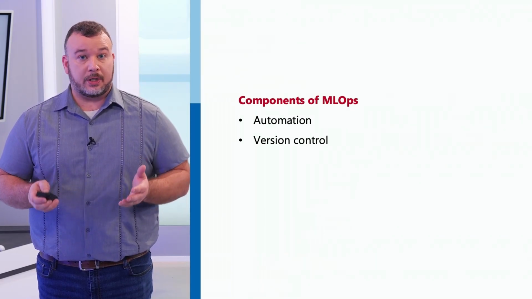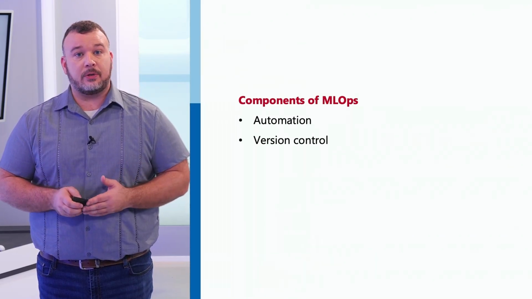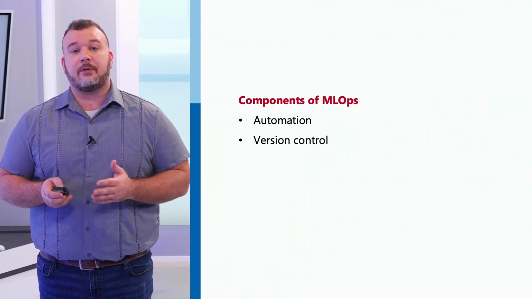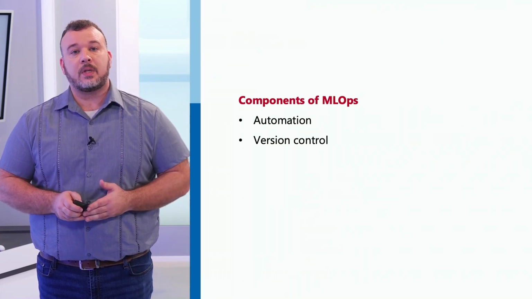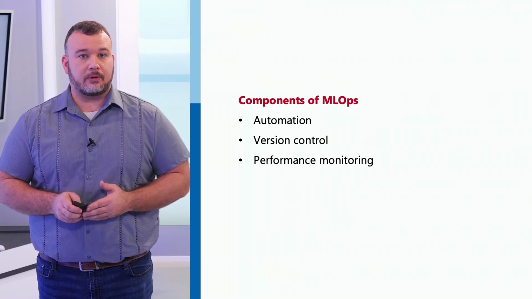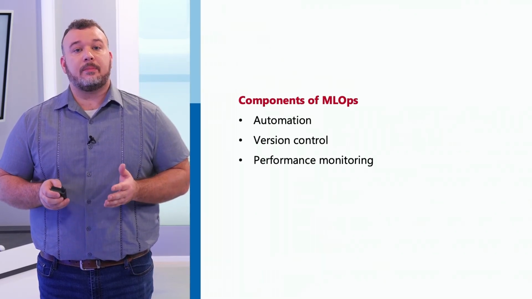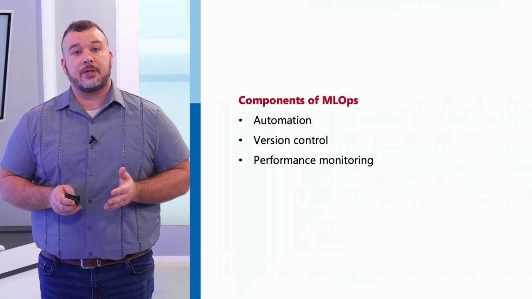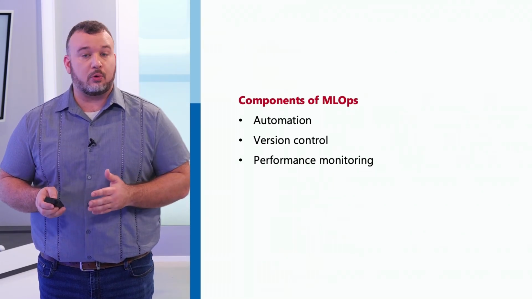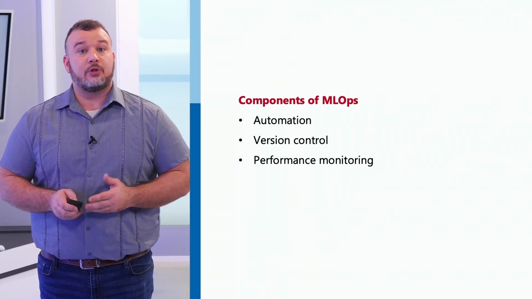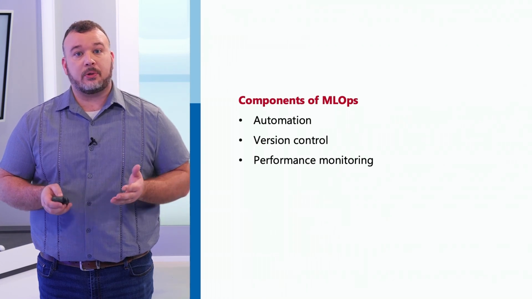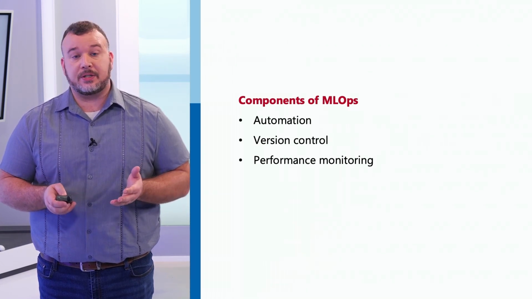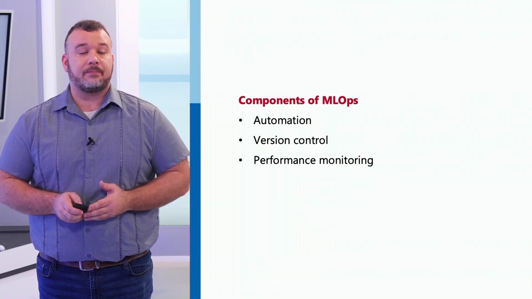The tools at work here include Git for code, DVC or data version control for datasets and models. Next, performance monitoring. Continuously monitor models to maintain performance and address data drift or concept drift. The tools at work here include MLflow, Prometheus for tracking metrics and, if necessary, triggering alerts.